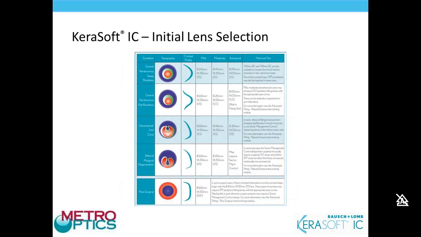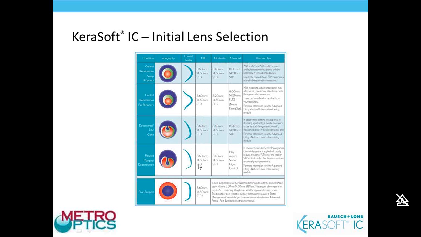So here's the initial lens selection guide, and there's a lot of detail on this slide, but again, if we're just looking at the mild categories, you can see here that you start with the same lens across all categories, the 8/6 14/5 standard lens.